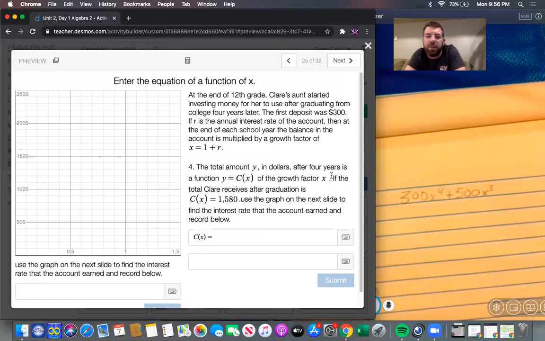Now you see here the first deposit was 300. Then at the end of the school year, the balance of the account is multiplied by a growth factor of x. The total amount after 4 years is a function c of x. If the total amount that Claire receives after graduation is 1,580, use the graph on the next slide to find the interest rate that the account earned.